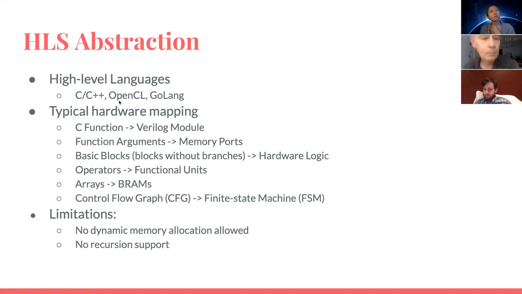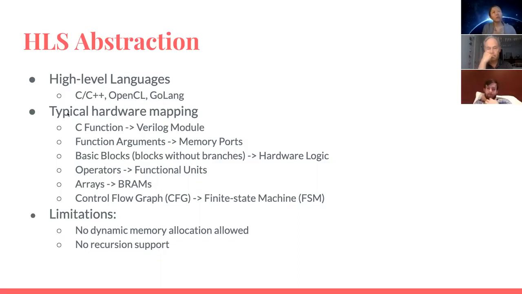So C, C++, and OpenCL are imperative languages, and Golang lets us specify more parallel abstractions. Golang is a language for concurrent programming, so that allowed us to specify explicit parallelism in hardware.